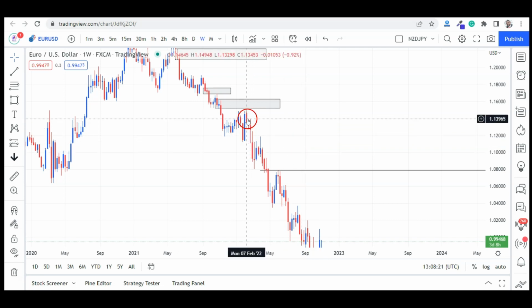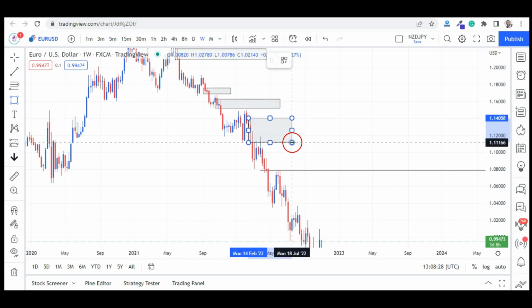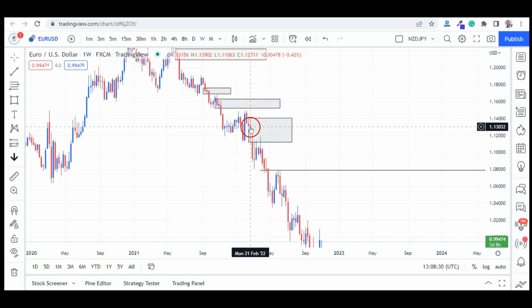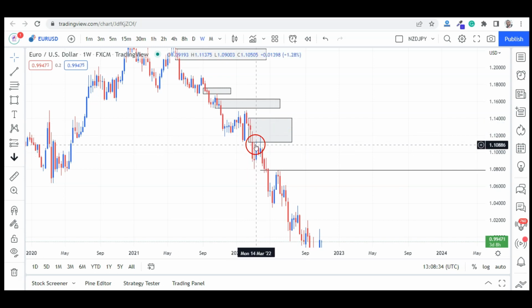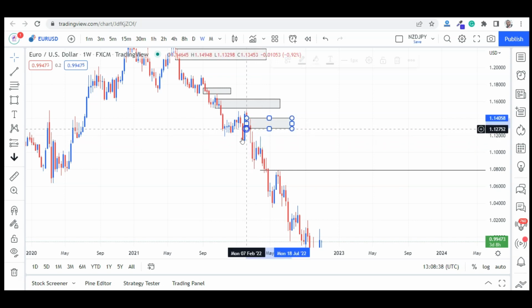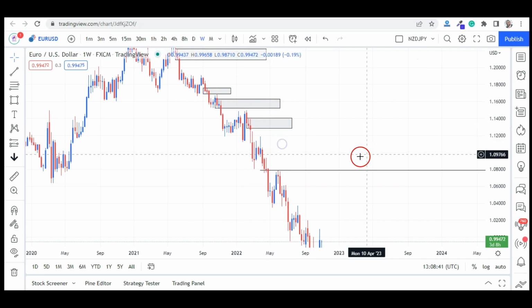Like this candle here, look at this candle. This candle is not an IPA candle. Why is it not an IPA? Because when you look at the three candles, this candle has already mitigated that fair value gap. So rather, this is your IPA candle here. But in this case, it has not been tested.